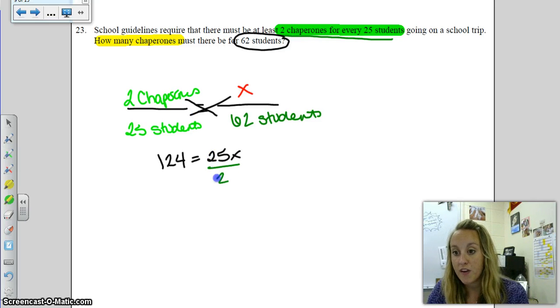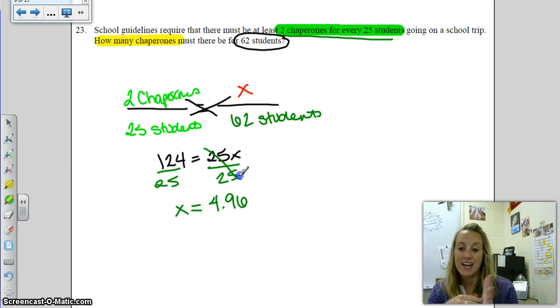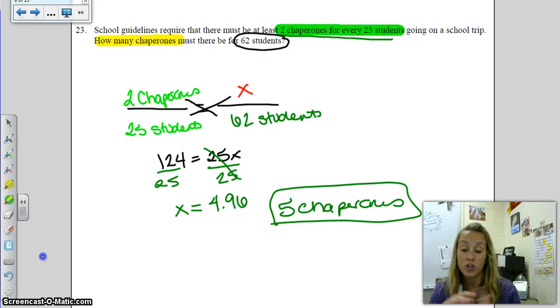Now guys, when you divide this, you're not going to get a solid number. So X is equal to 4.96. Well, I can't have 0.96 of a chaperone, so that means you have to round up to 5. So you would have 5 chaperones. Now the same would apply if you had even 4.2 chaperones, okay? You would have to round up so that we can get every kid with a chaperone, okay?